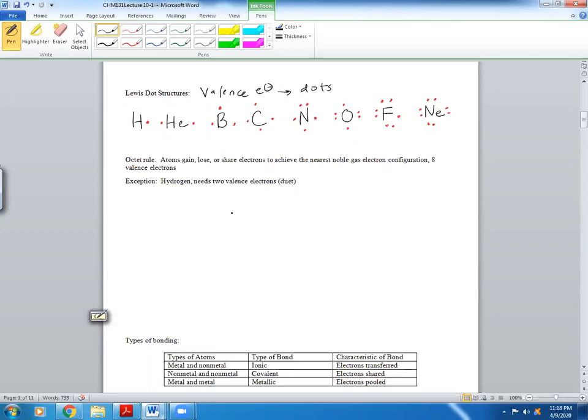The octet rule simply states that atoms gain, lose, or share electrons to achieve the nearest noble gas electron configuration, which is 8. The octet comes from octa, meaning 8. Of course, there's an exception, and that's hydrogen. Hydrogen only needs 2. So if you look at hydrogen, it only needs to be like helium.